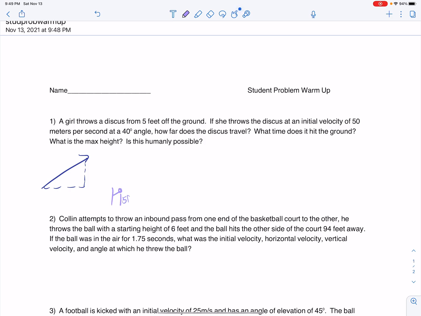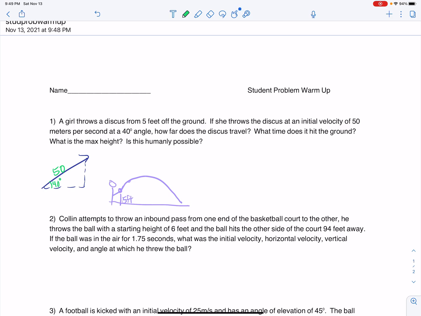She is 5 feet off the ground and she is throwing the discus at a 40-degree angle at an initial velocity of 50. So that's going to go over here. 40-degree angle, initial velocity of 50. Okay, at what time does it hit the ground? What's the max height? Is this humanly possible?